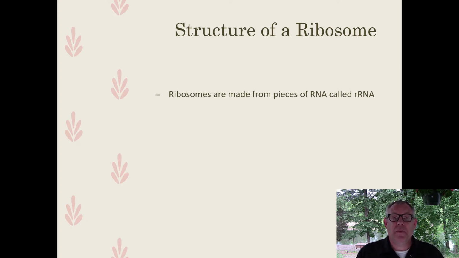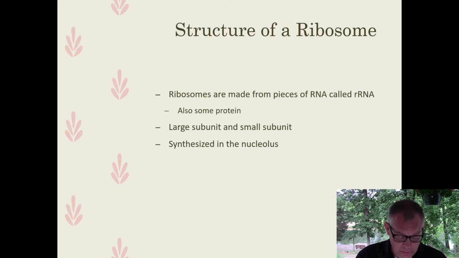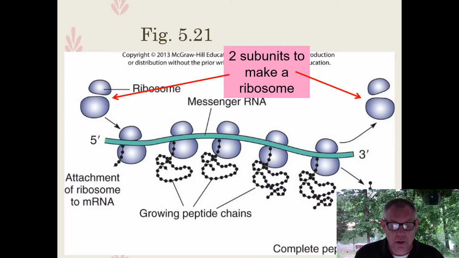And as I mentioned before, the ribosomes are made of a type of RNA called rRNA, ribosomal RNA. There's also a little protein here. It's a big organelle. The scaffolding is made out of RNA. And there's a large subunit and a small subunit. And those two subunits are separate until they're ready to translate something, then they come together. You recall these are synthesized in the nucleolus, inside the nucleus, then exported, and that's when they come together to translate the mRNA. And so here's a figure from your book, and you see the two subunits that come together to make the ribosome.